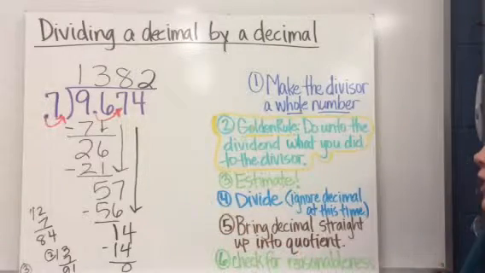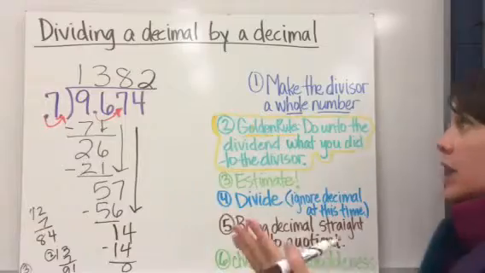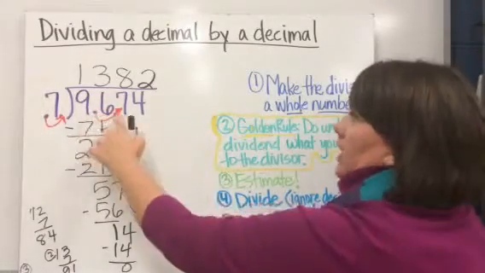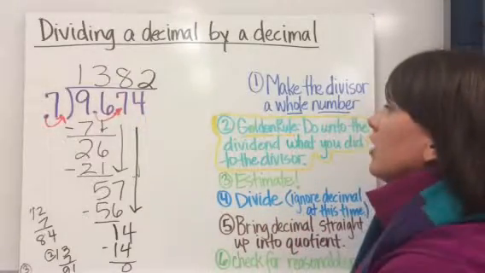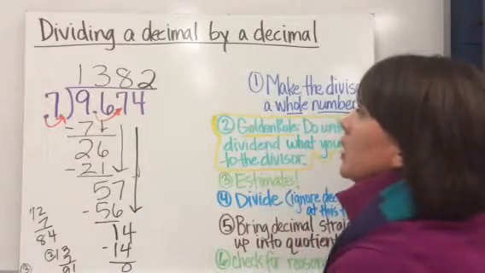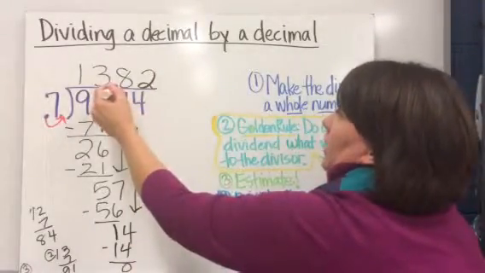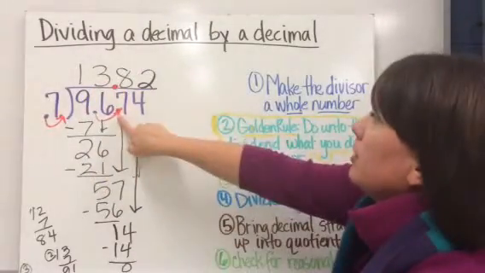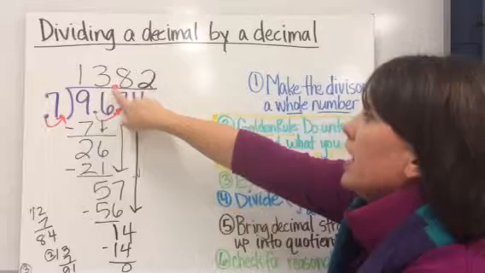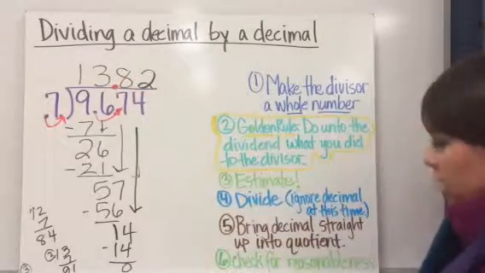The next thing I need to do is bring my decimal straight up into the quotient. Now remember, I moved the decimal already, so my new decimal comes straight up into the quotient. And that's why it's real important, again, that you line up your decimals. Line up your digits when you divide and your decimals. So here I bring my decimal straight up into the quotient, and I get 13 and 82/100ths.